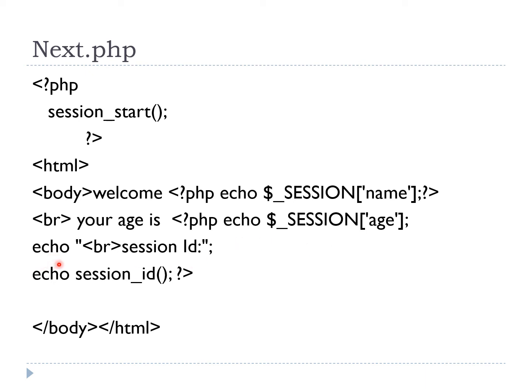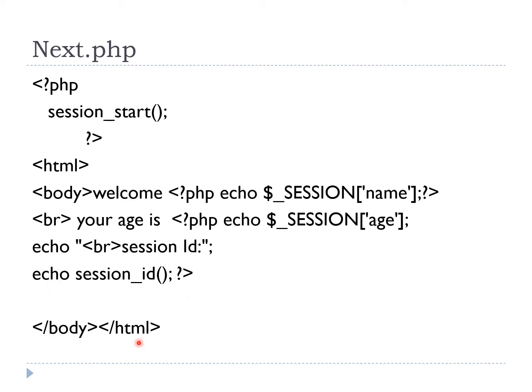Then in the same PHP tag itself, again echo BR session ID. So inside the echo statement, BR produces a line break, with the data session ID. In the next line we are getting the data session ID, then echo session_id. So the ID of this particular session will be displayed using the session_id function. Then the PHP tag will be closed, then the body tag is closed.